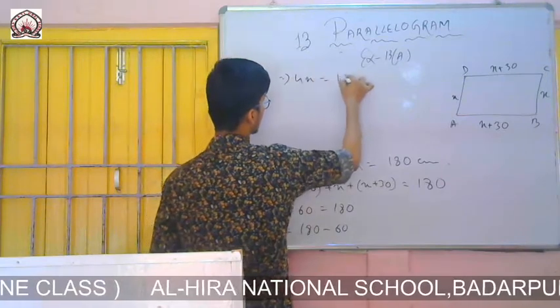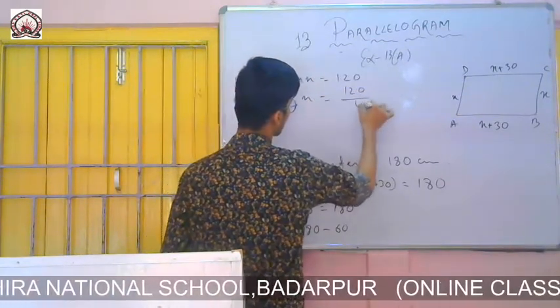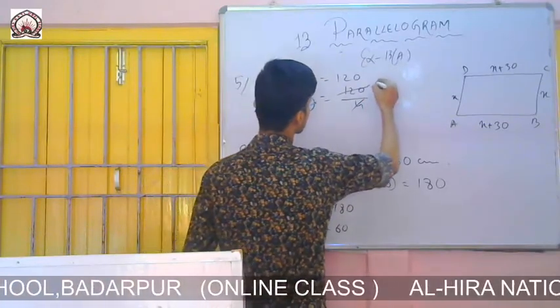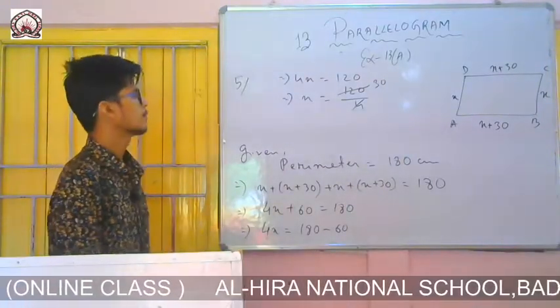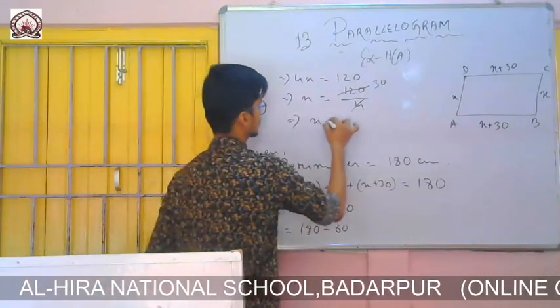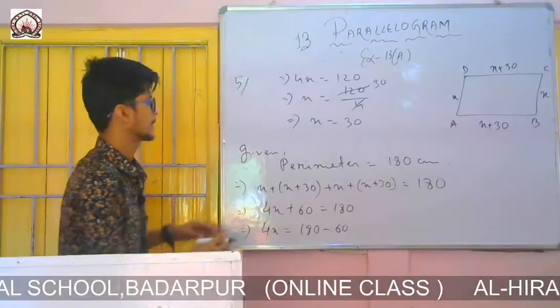4x equals 120. x will be equal to 120 by 4. Four 3s are 12 and 0, so 30. So the value of x is 30.